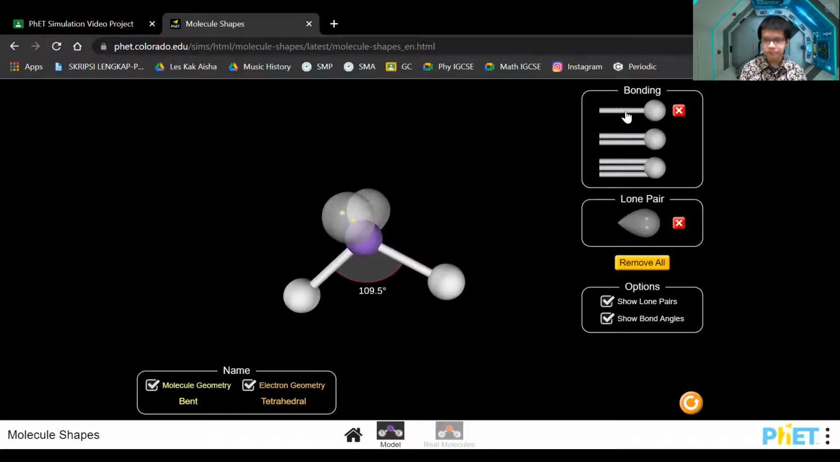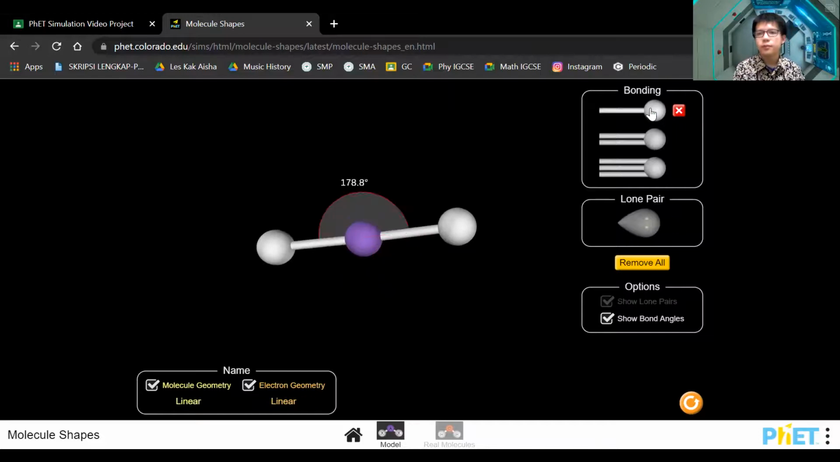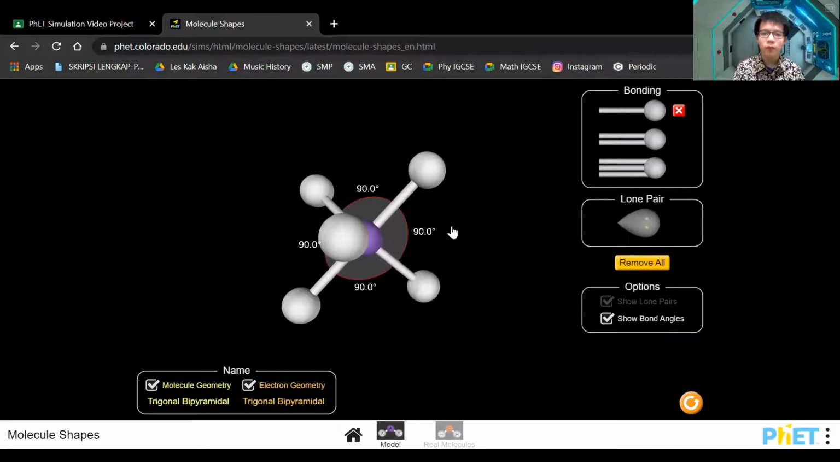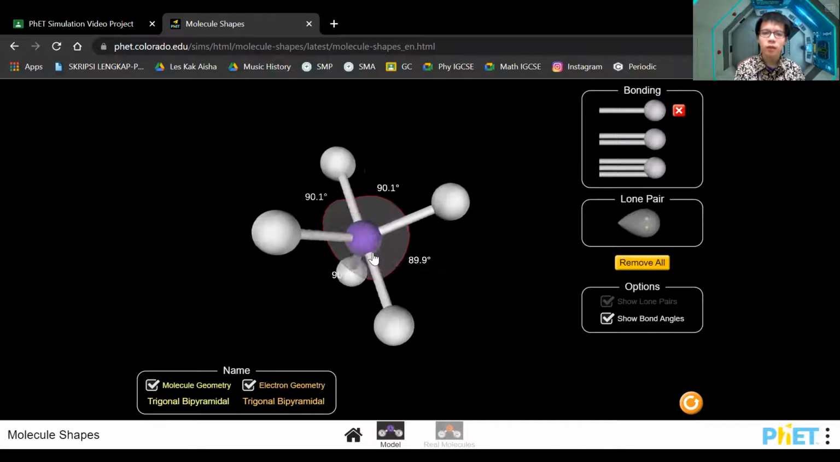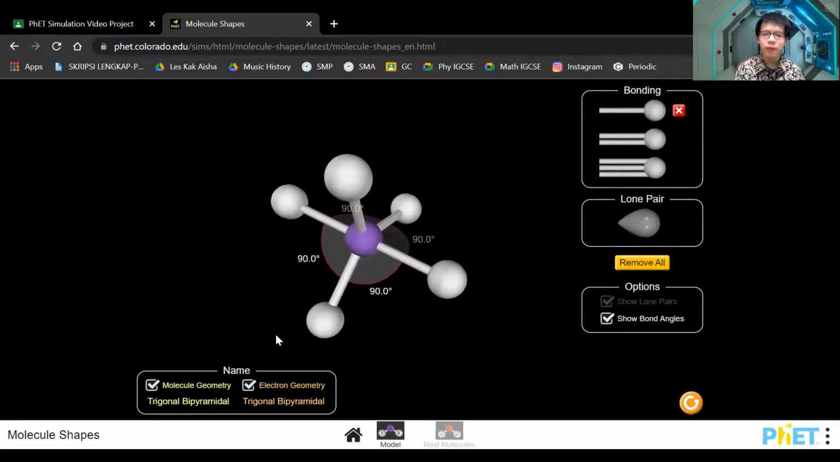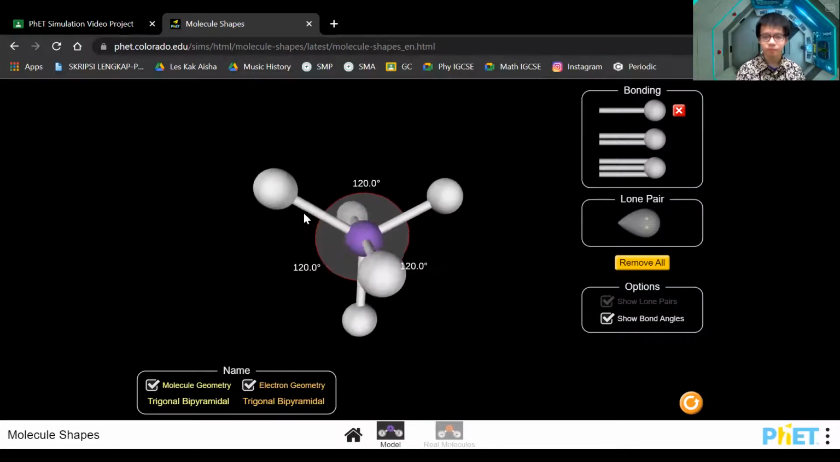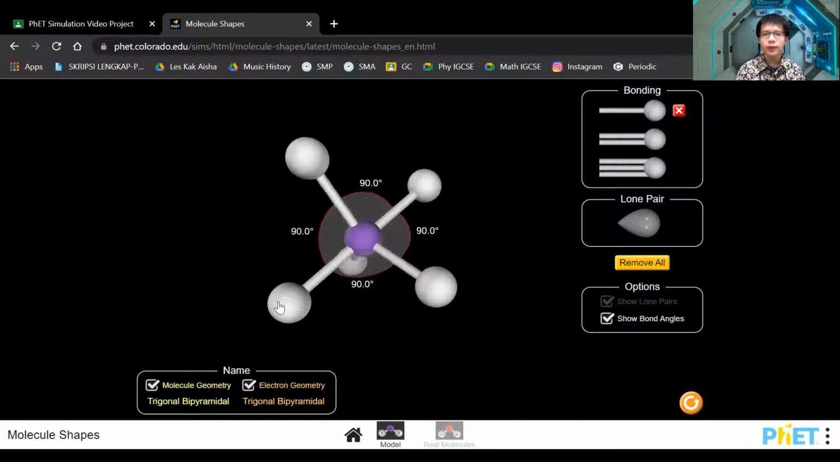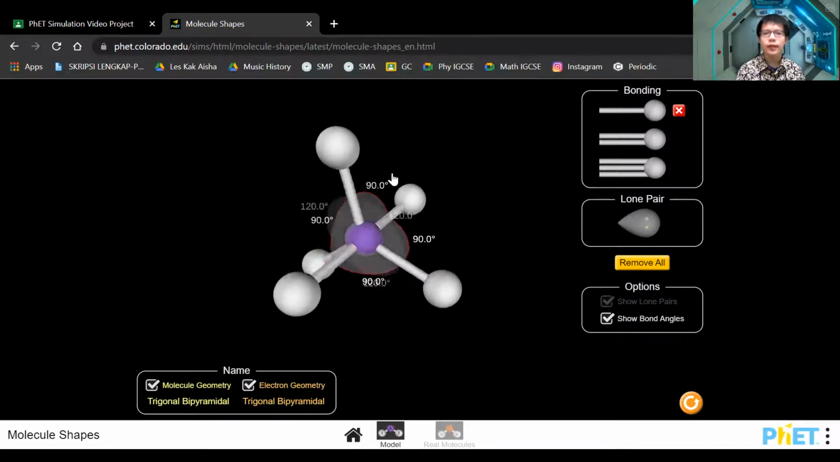Okay, next, if we have 5 single bonds, both the molecular geometry and the electron geometry are trigonal bipyramidal. On this side the bond angle is 120, but on this side it is 90 degrees.